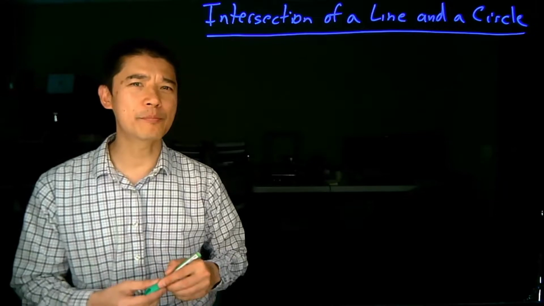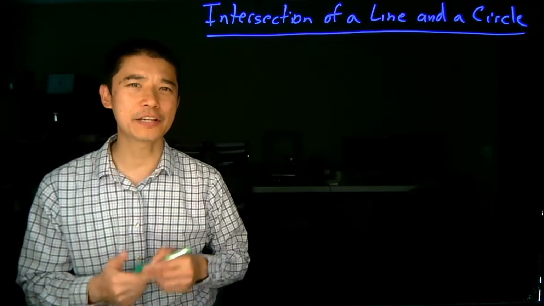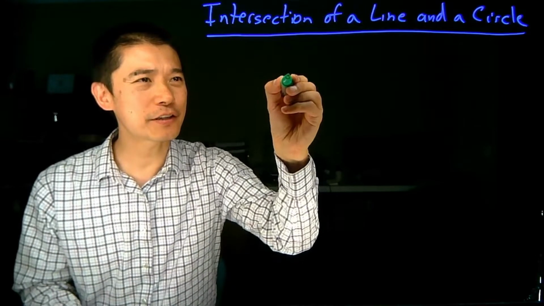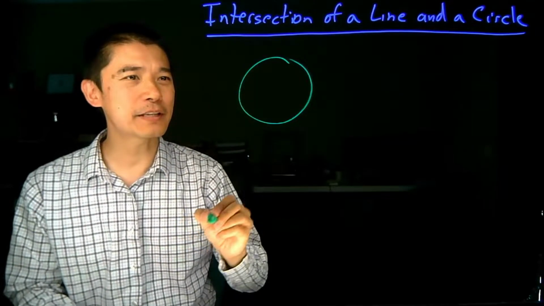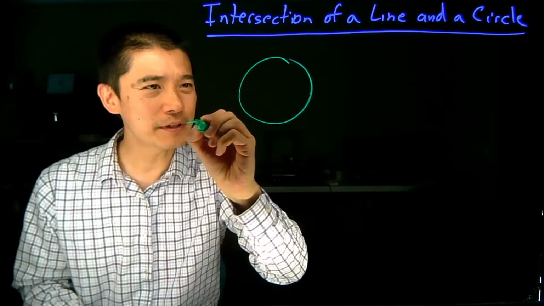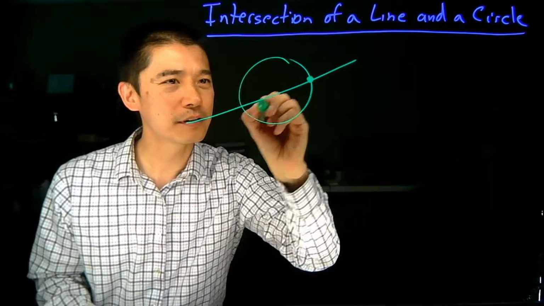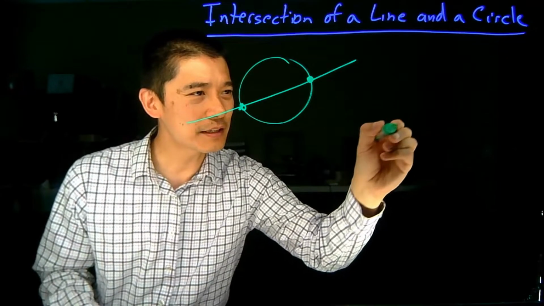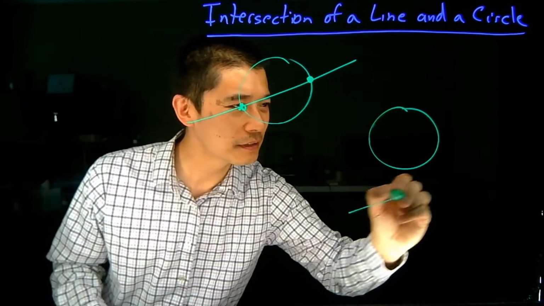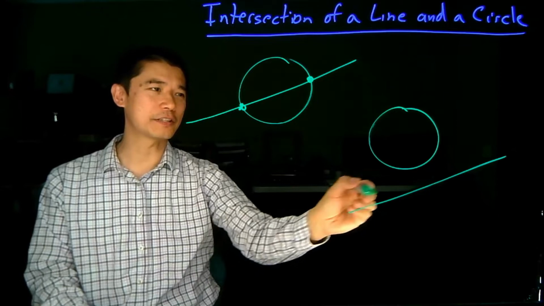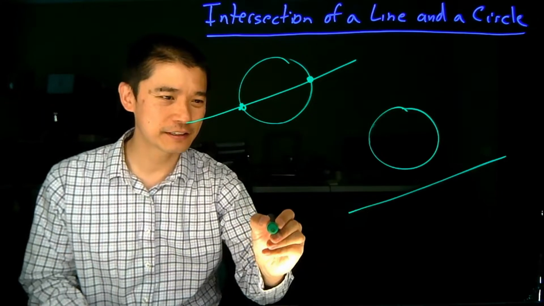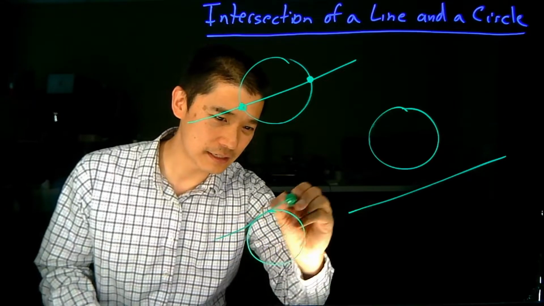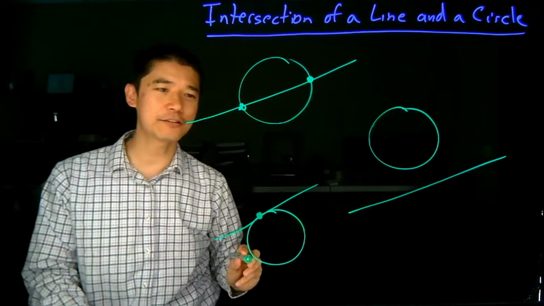A more advanced problem that we might run into is to determine the intersection of a line and a circle. Now, if we think about it, there are three things that can happen. First thing that can happen is that there are 2 points of intersection. Next thing that can happen is that there are no points of intersection, so the line and the circle just don't intersect. Third thing that can happen is that the circle and the line intersect at a single point.